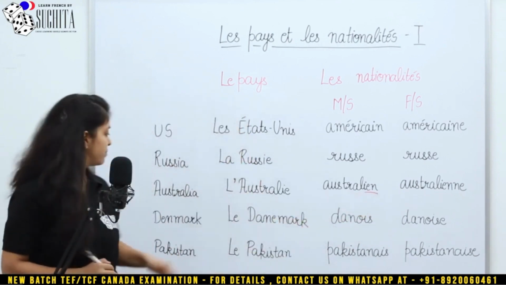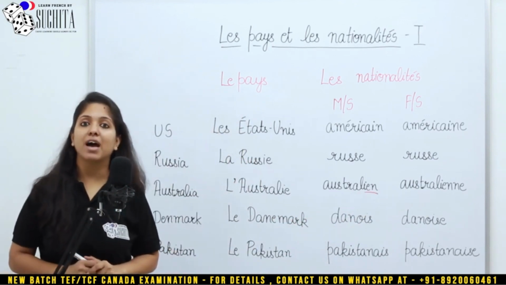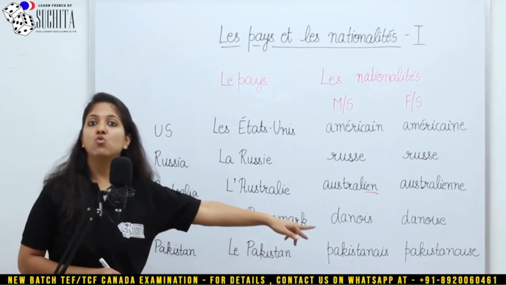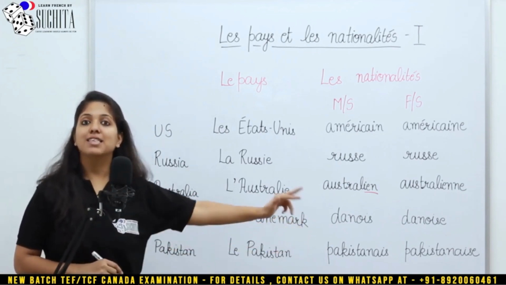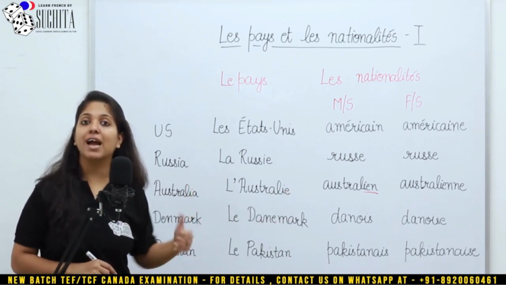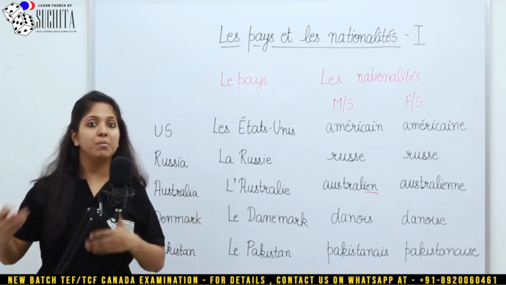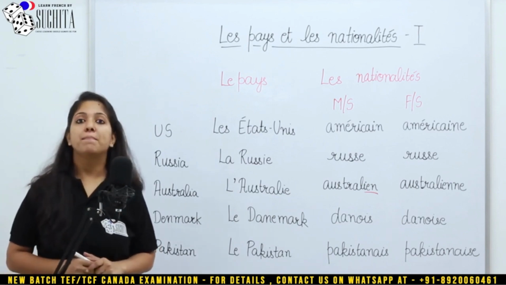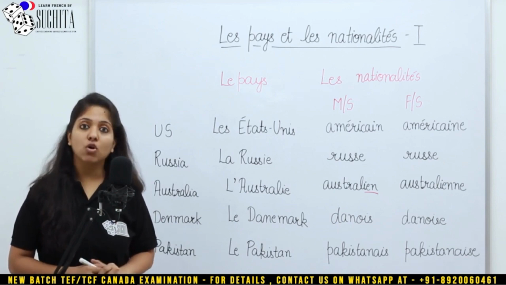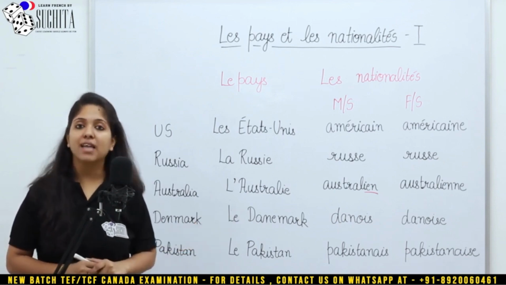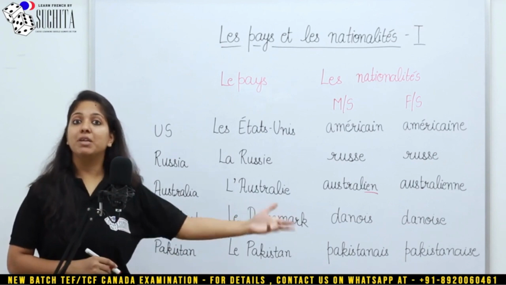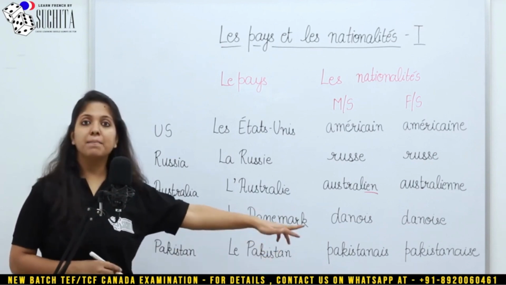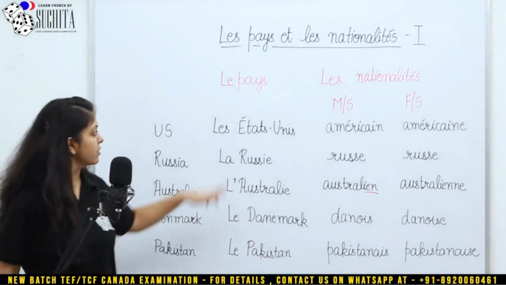The next one is Denmark. Le Danemark. Danois, Danoise. So the country is le Danemark and the nationality is Danois. Feminine, Danoise. And the last one is Pakistan, which is le Pakistan. And the nationality is Pakistanais. Feminine, Pakistanaise. We applied E to make it feminine. So Pakistanais, Pakistanaise. Allez, on les répète.